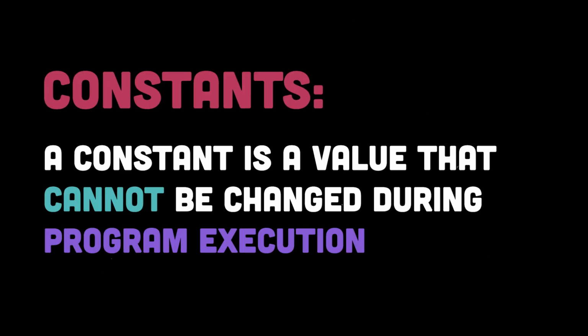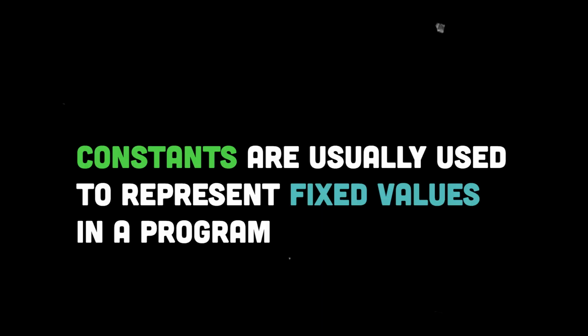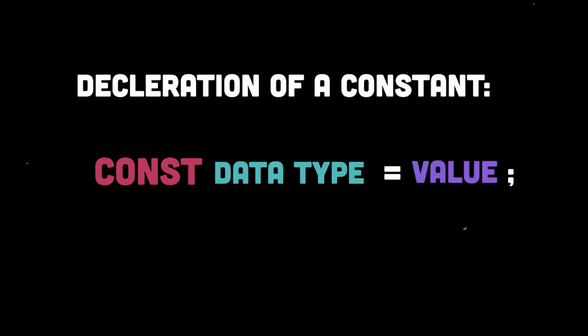In C, a constant is a value that cannot be changed during program execution. Constants are usually used to represent fixed values in a program, such as pi or the number of days in a week. A constant in C can be defined using the const keyword followed by the data type and the value of the constant.